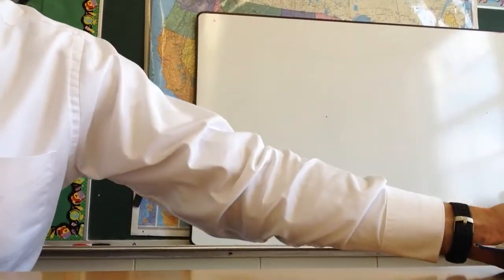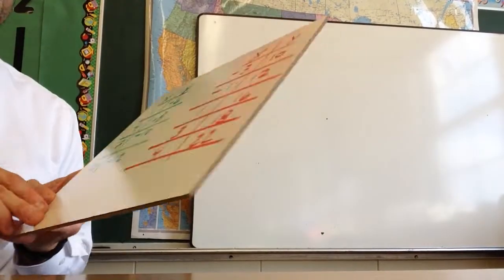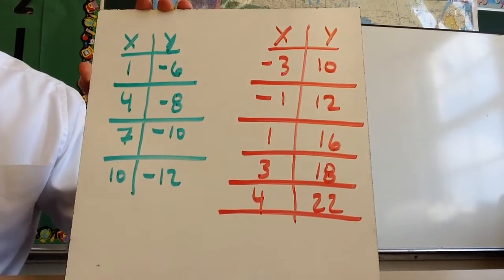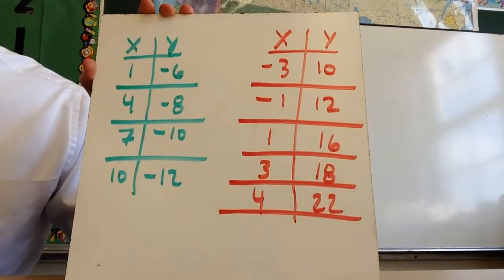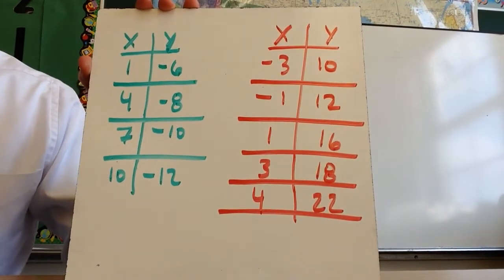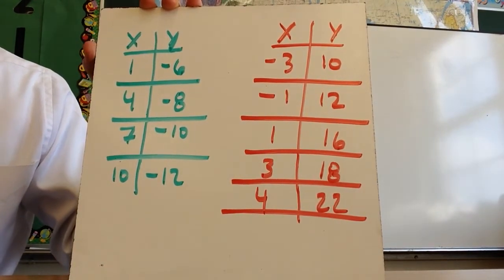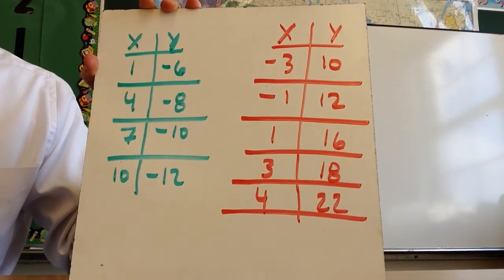And then the last problem that I want to work on today, remember we're breaking 3.3 into 2 sections, is looking at 2 tables and deciding if they are linear. Keep in mind that linear means that they create a straight line. So if these 2 are linear, what it means is that the rate of change will be constant.